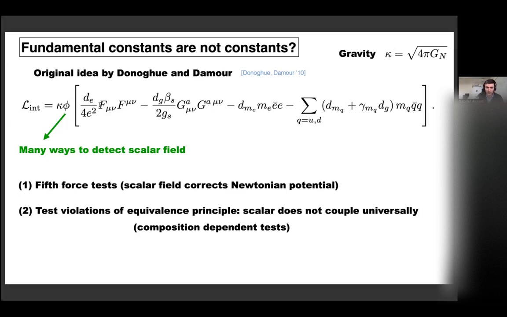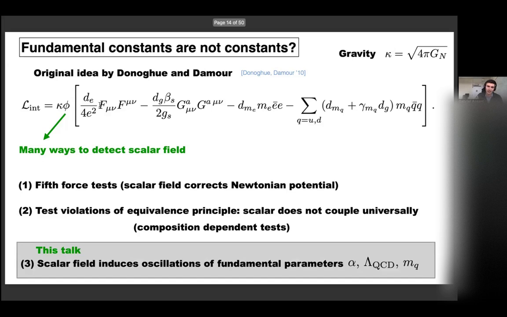And the third way, and at least for today the most interesting way, is that the scalar field is going to induce oscillations of fundamental parameters through these couplings. Essentially, all of these couplings would enter and correct standard model values for, let's say, the fine structure constant, lambda QCD, or the mass of some quarks, and make them oscillate. So this is exactly what we're talking about. As you remember, I just told you that ultralight dark matter is doing exactly this, because it's essentially a classically oscillating field.